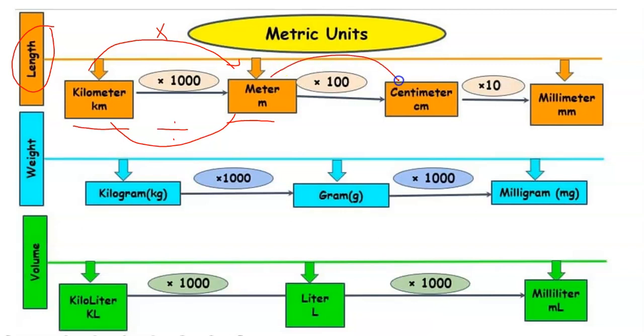From meter to centimeter, there is 100 times. So meter is larger than centimeter 100 times. Centimeter is 10 times as long as millimeter. So if you have 1 centimeter, for example, it has 10 millimeters. Here are the symbols. Kilometer can be written as km, meter as m, centimeter as cm, and millimeter as mm.